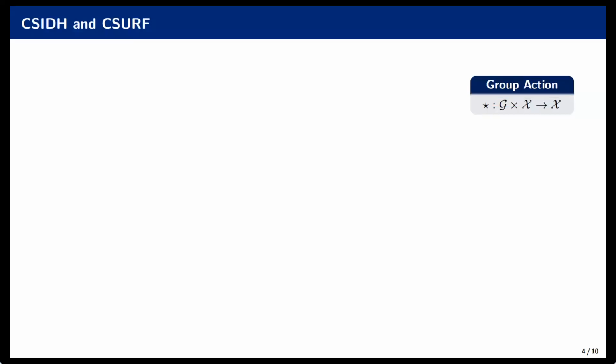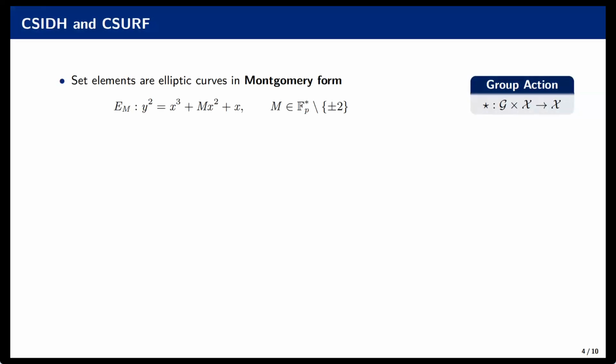So let me now introduce CSIDH and CSURF in more detail. And as with any group action, we have to talk about three main things. We have to talk about the set, the group, and the action. The set is pretty easy to explain. The set contains elliptic curves in Montgomery form, and they are essentially defined by one single term A, which is the Montgomery coefficient. And so whenever Alice and Bob exchange elements, they actually just exchange the Montgomery coefficient because it defines the curve.